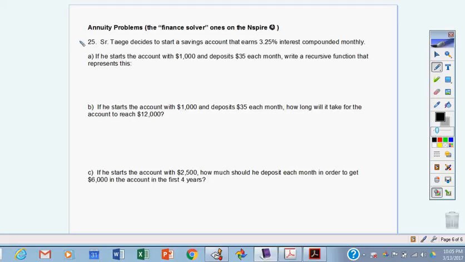These problems totally fit into this chapter as far as sequences and series, but I just want you to know that they're different as far as how we solve them. We're not just cranking through a formula. We're going to use the finance solver in a calculator. But first of all, we want to be able to put a recursive function that represents this. I want you to be able to do that.